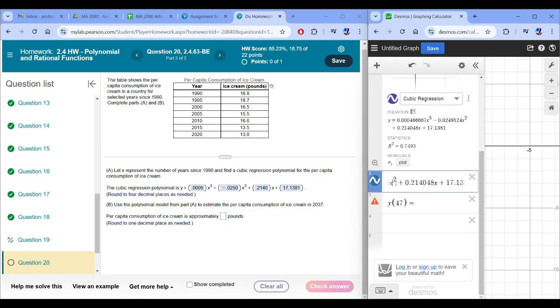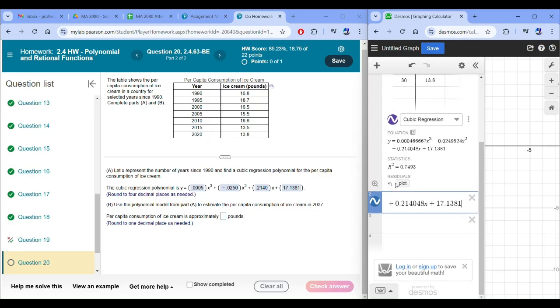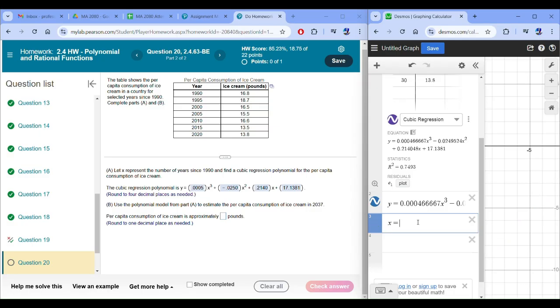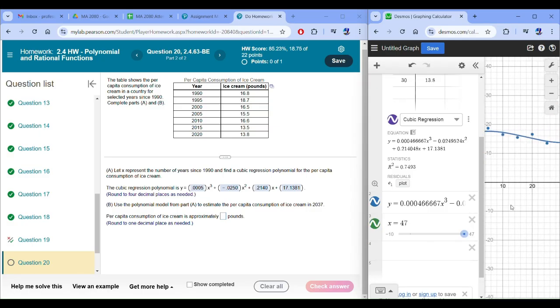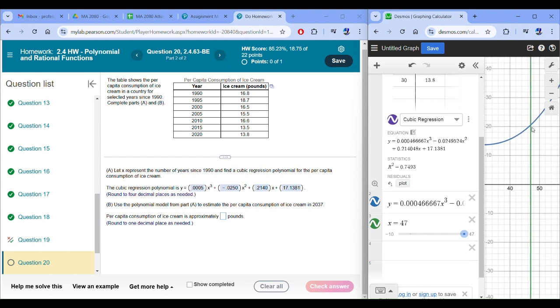What does this say? Y. So can I just put x equals 47? Oh, I gotta hit one more enter. Dang it. X equals 47. And then if I zoom out and look for where 47 is, right there, 20.5.